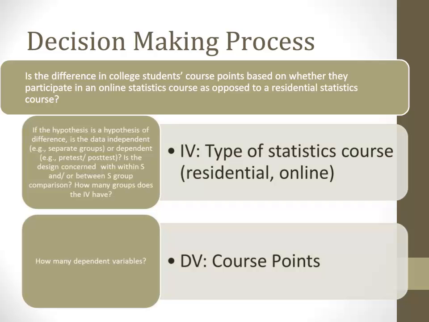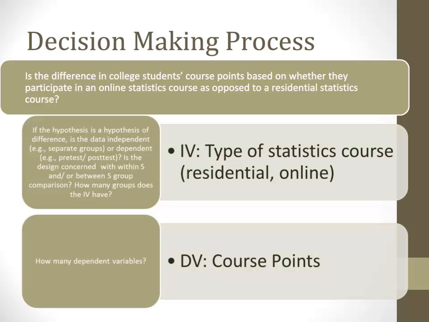And also related to that, if we determine that we have two separate groups, or we have dependent groups, what we need to decide then is how many levels this independent variable has, or how many categories or groups we are dealing with here. So that's related to the independent variable. We then also need to ask the question, how many dependent variables do we have? And here we've already identified the independent variable and dependent variable, so we can ask these questions specifically related to this independent variable and dependent variable. So in type of statistics course, are we looking at two independent groups?